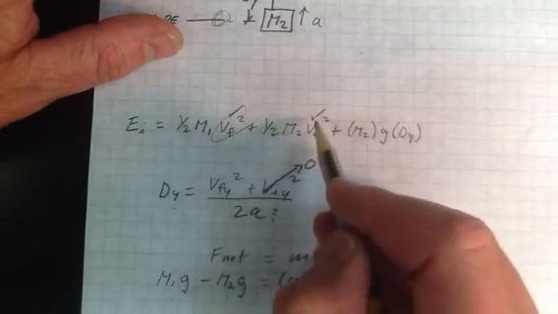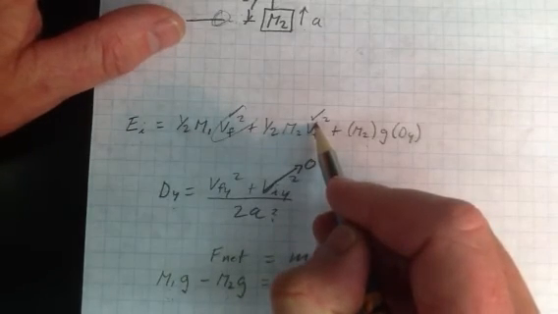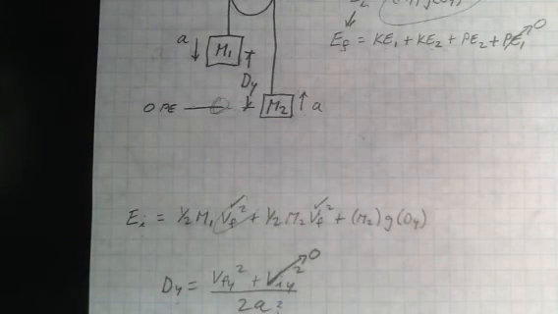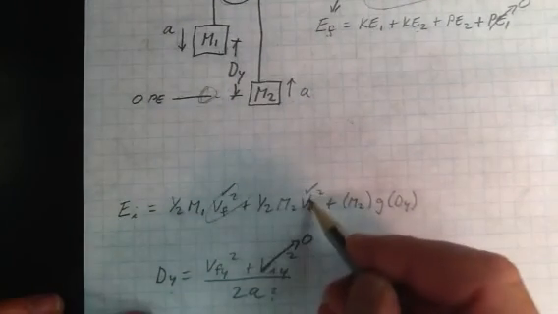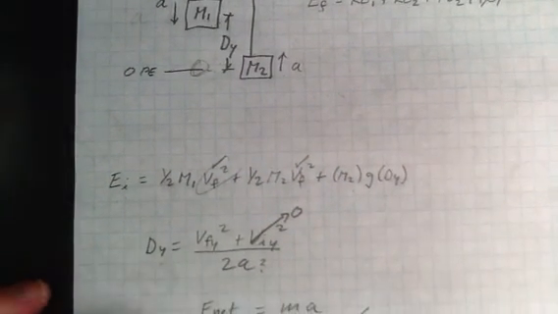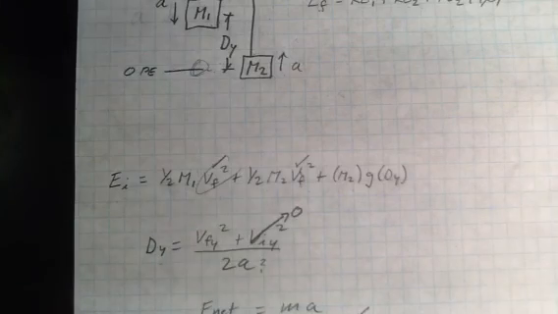Well, actually, what do I need to do? I need to solve for this, I believe. Wait. Final speed. Yeah, my bad. So we need to solve for this guy, but that's our only variable that's left. Okay, that should get you good to go on this problem. Good luck.